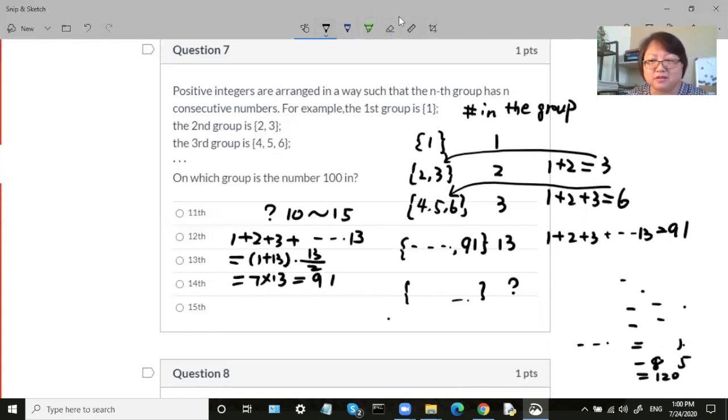So then the next group will start at 92, then 93, and it would have 14 numbers. So of course, we will have 100 somewhere in the middle. Okay, so then the 14th group would have 100 in it. So the answer is D.